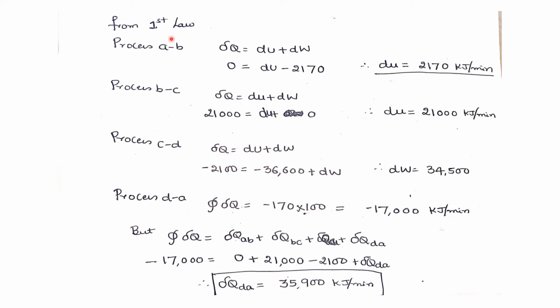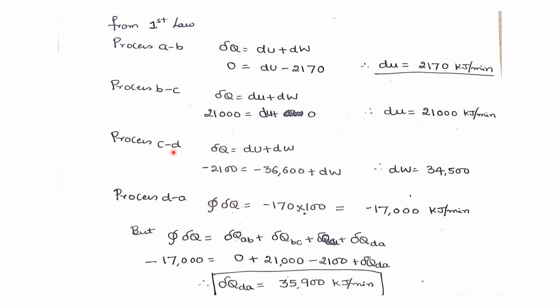First, from the first law, process AB. The formula is delta Q equals dU plus dW. Delta Q is given as heat transfer 0, and delta W is given as minus 2170. Therefore dU will be equal to 2170 kilojoules per minute. Next, process BC. Same formula, delta Q equals dU plus delta W. Delta Q is given as 21,000, and work done is 0 for process BC. Therefore dU equals 21,000 kilojoules per minute.